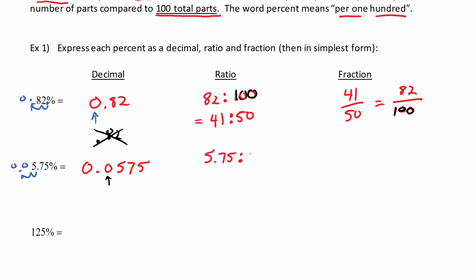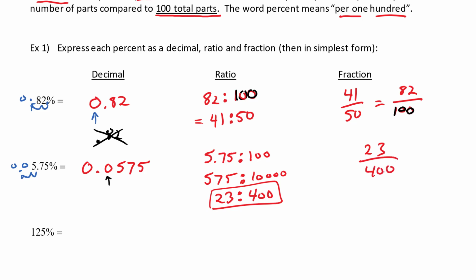As a ratio, 5.75 per 100. Let's multiply both sides by 100 to get rid of the decimal. 575 compared to 10,000. We will now divide both sides by 25. 23 compared to 400. There's your ratio in simplest terms. Same for a fraction here. This would be 23 over 400.